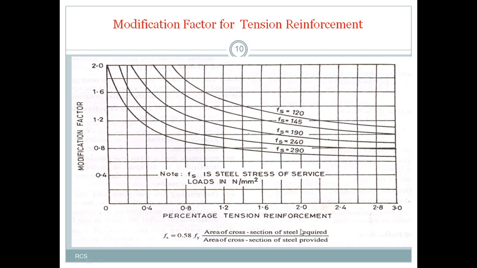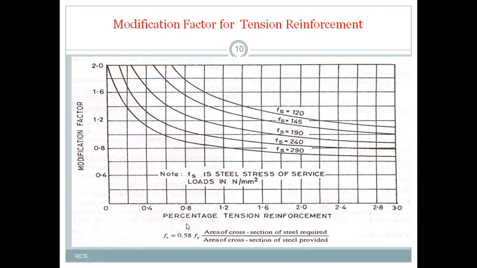That is the required, and for provided, are you providing 3.35 bars? No, we are providing 4 bars. So we have to calculate the area of steel corresponding to 4 bars of 10 mm. That is called the area of cross section of steel provided. I hope you are clear. Otherwise, we will discuss later when we are discussing the problems.